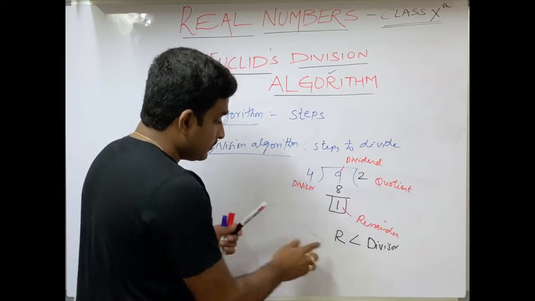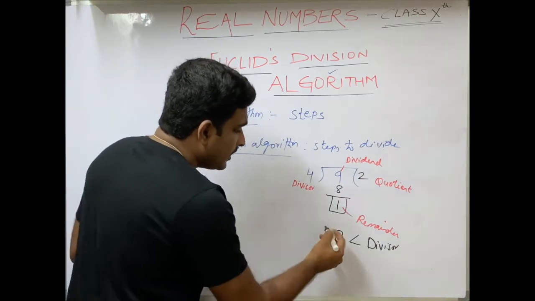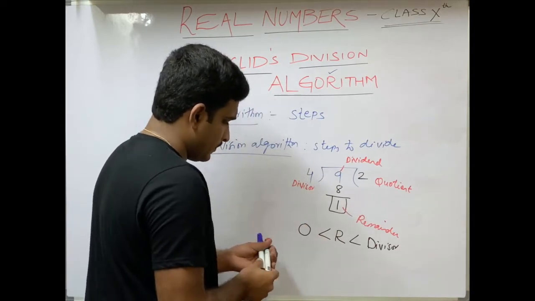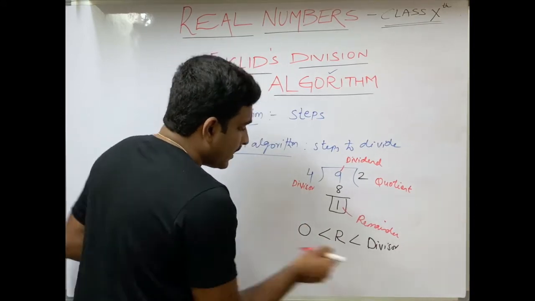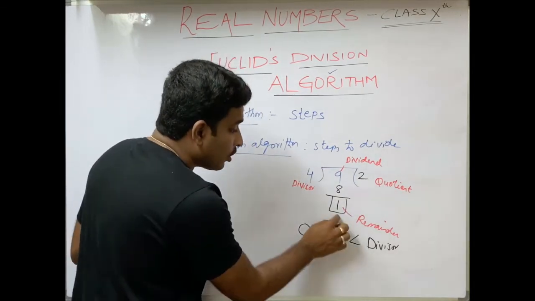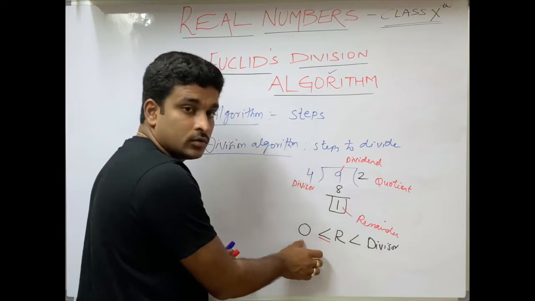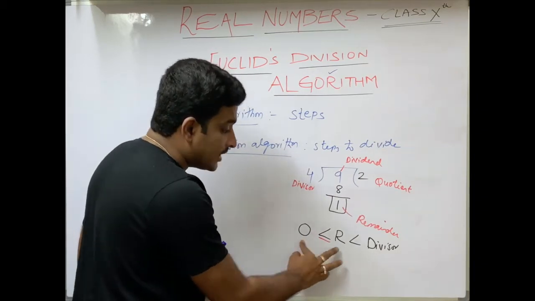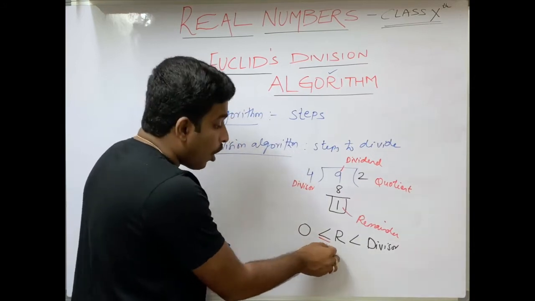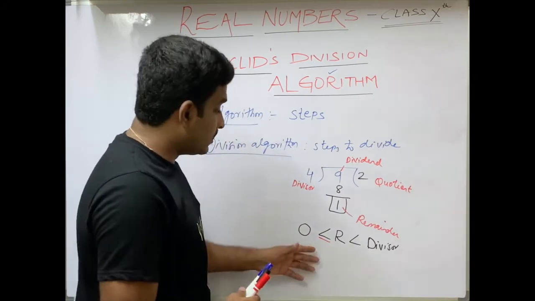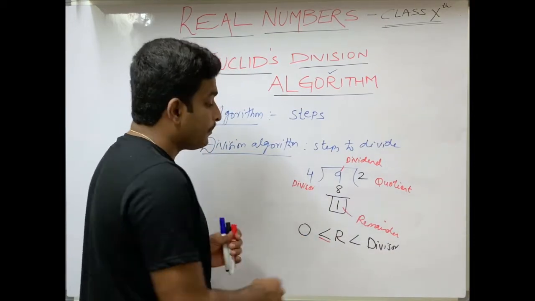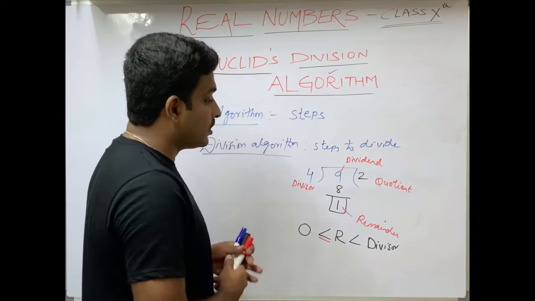And coming to the remainder, it is not less than 0; 0 is less than or equal to the remainder. That means the remainder is always greater than 0, or it may be equal to 0. These are called the different steps of the division algorithm.